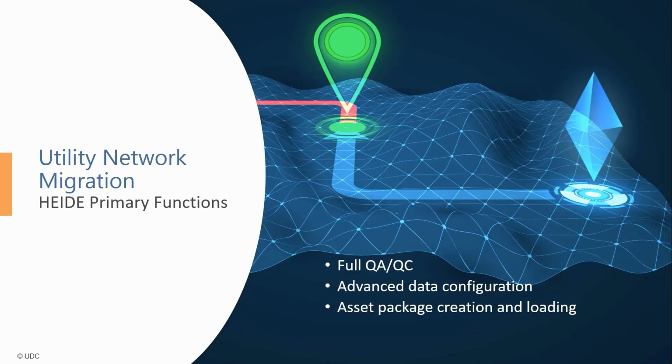Another thing that HEIDE does is actually migrate your data. It automates the migration process, and it allows you to achieve the level of functionality that you want in utility network. It performs a full QA/QC, it does advanced data configuration, and it actually creates your asset package. So now I'm going to get into a little bit of detail about HEIDE.